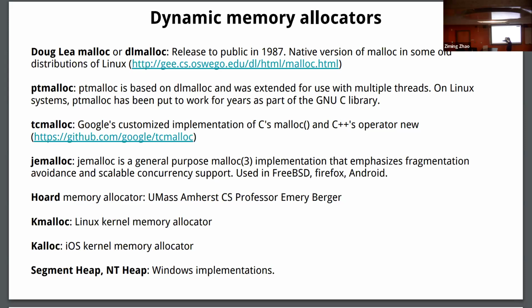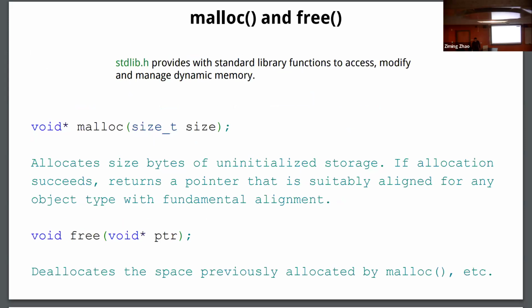iOS has their own memory allocator, malloc zones. Windows has their own version as well. So those interfaces provided by memory allocators are malloc and free, and they are defined in the stdlib header file.